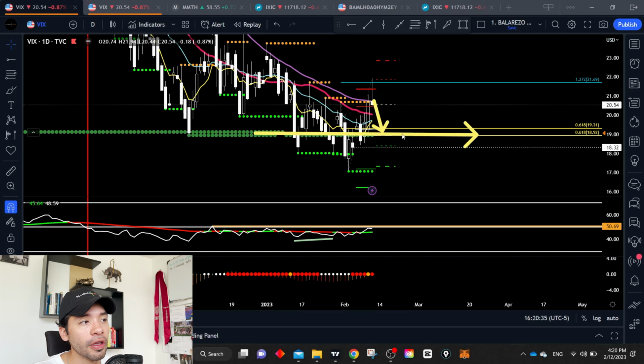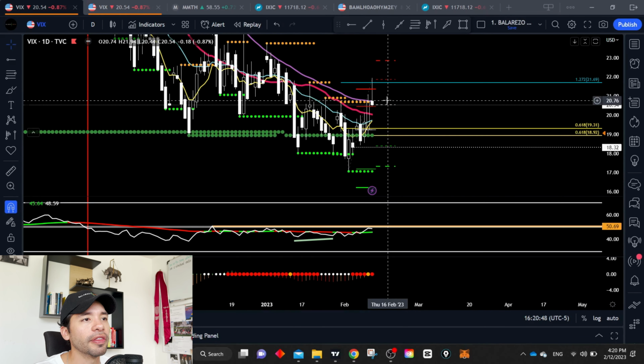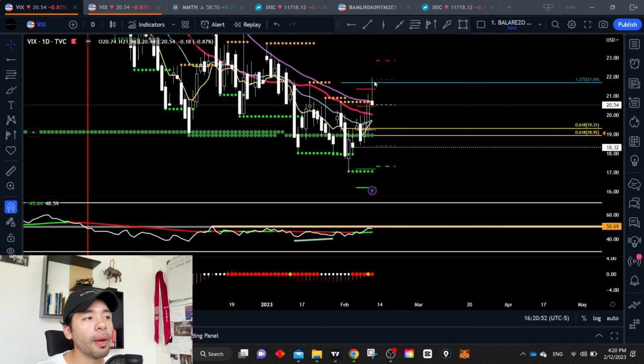And if the VIX does bounce at that level and start to form a higher low, we're probably gonna see a little bit more upside in the VIX, and that will coincide with a little bit more downside in the SPY. So be aware of that. My expectation for next week is to see a pullback in the VIX coming into these 19 levels.